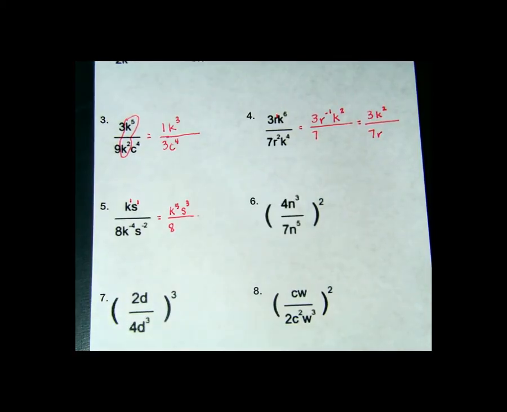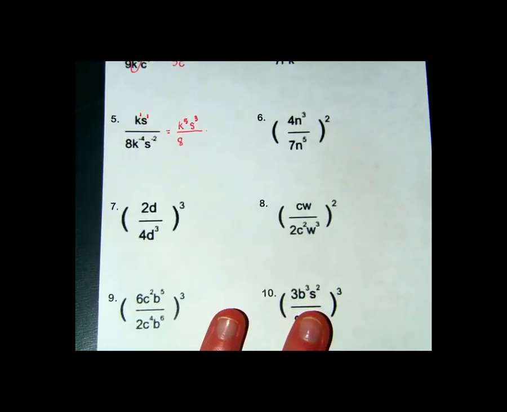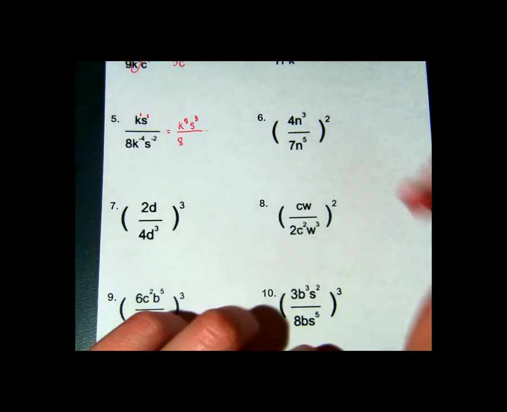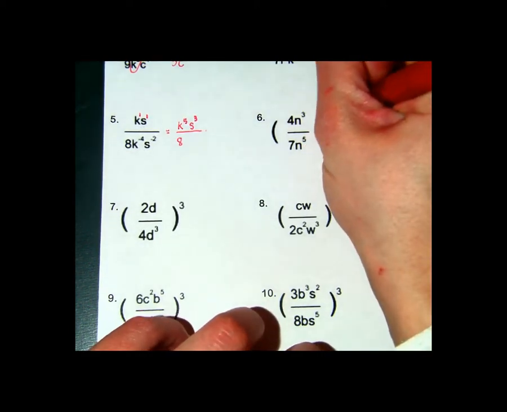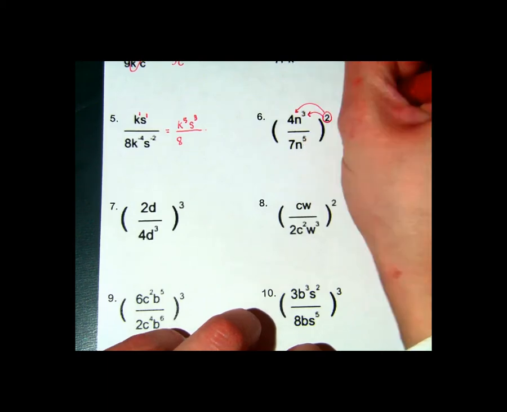6 through 10 are the power of a quotient rules. So we're going to go ahead and look at 6 through 10. Those are the rules you're using. I would pause it, try some of these on your own. Okay. Number 6, remember, like the distributive property, it goes to every piece.